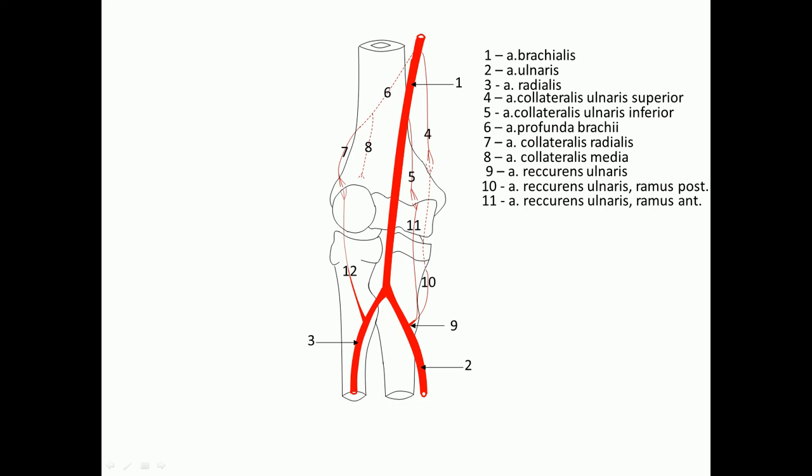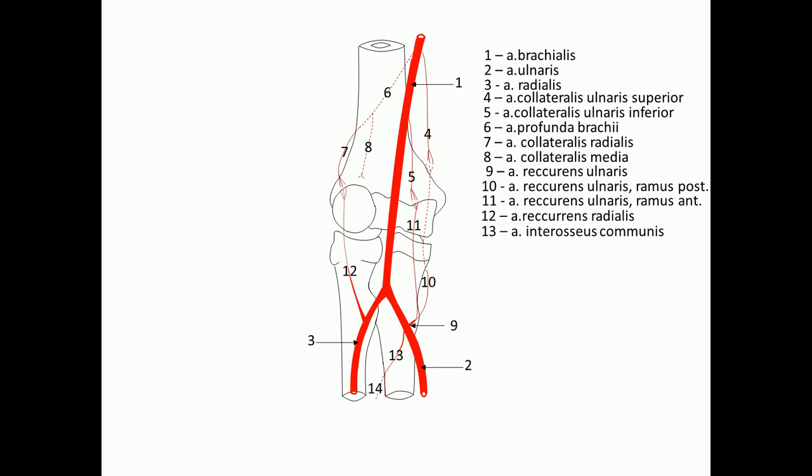So 2 arteries we already designated, and now number 12. Number 12 is arteria recurrens radialis. Here it is, arteria recurrens radialis. We again should say that arteria recurrens radialis accompanies nervus radialis. They go together. And the last artery in this scheme.